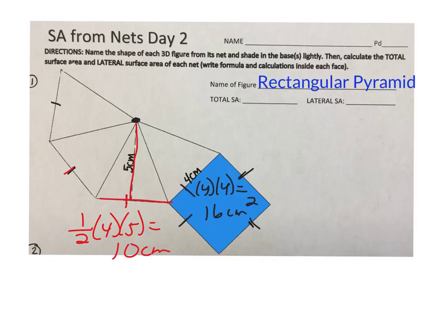Now I do know there's 4 of them. So total surface area will get you the 4 10s for each individual triangle and the 1 base. So it's a grand total of 56 square centimeters. Now that means the lateral is just the 40 square centimeters because you don't include that 16 square centimeter base.